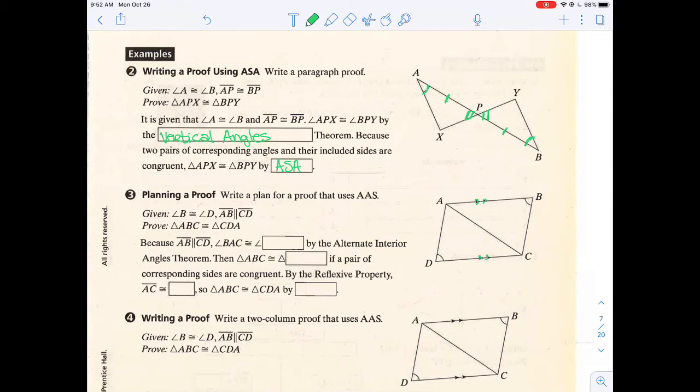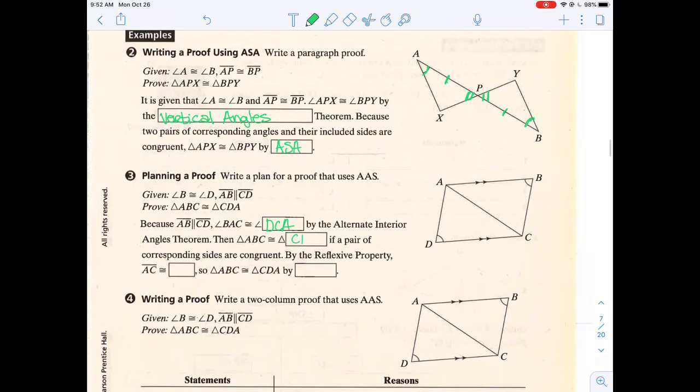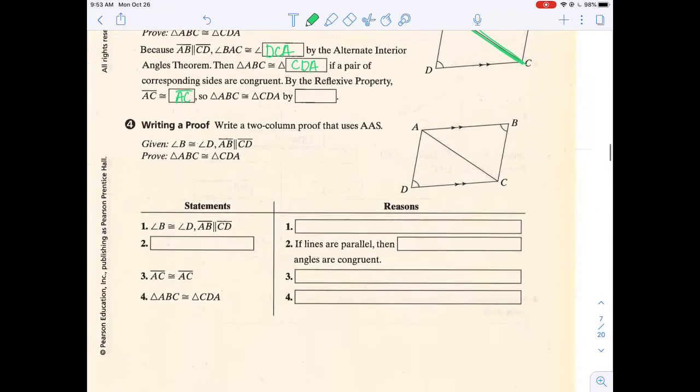So, since those two sides are parallel, we can extend the lines, and then we have parallel lines that are cut by a transversal, which we learned about. Angle BAC up here is congruent to angle DCA on the other side because of the alternate interior angles theorem. They're on opposite sides of the transversal, inside the parallel lines. So then triangle ABC is congruent to triangle CDA. A pair of corresponding sides are congruent by the reflexive property, they both share this side. So AC is congruent to AC, and the triangles are congruent by the angle angle side postulate.